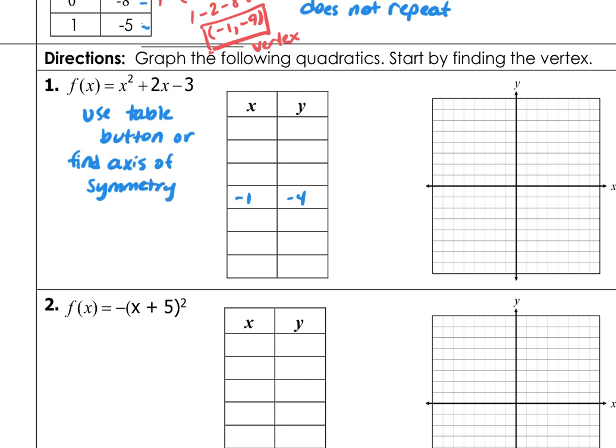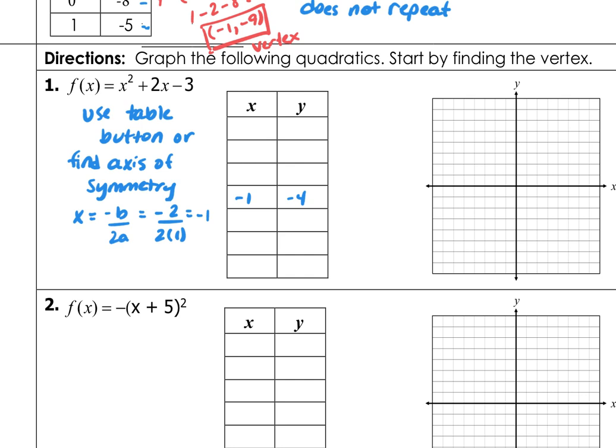Or you can find the axis of symmetry. So the axis of symmetry, which is -2 over 2 times 1.